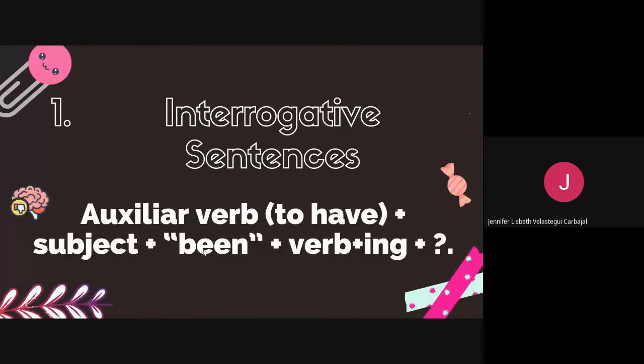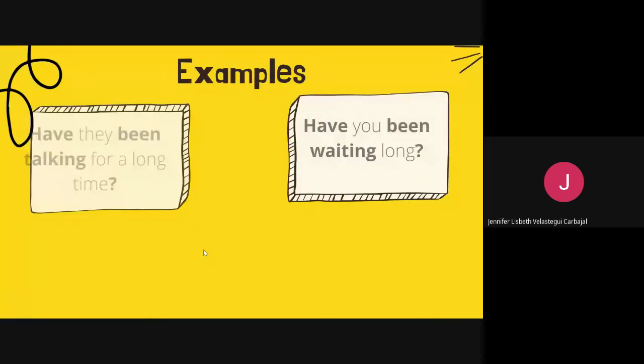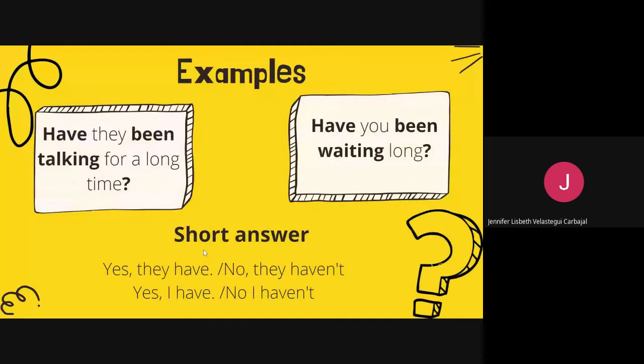In interrogative sentences, the structure changes a little. First goes the auxiliary verb to have, plus subject, plus been, plus verb and ing, and a question mark. One example is: have you been waiting long? Also, there are long and short answers that are very simple. For example, you can answer yes, I have, or no, I haven't.